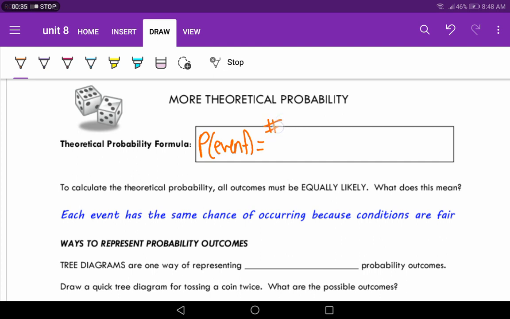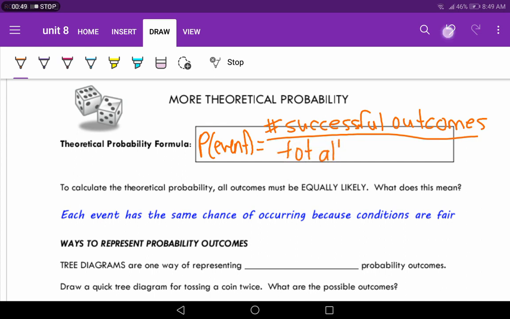equals the number of successful outcomes over the total number of possible outcomes. Okay, so that's a general rule of thumb there.